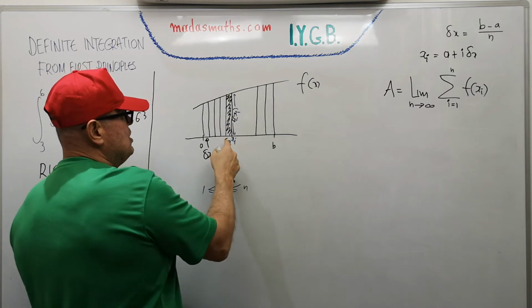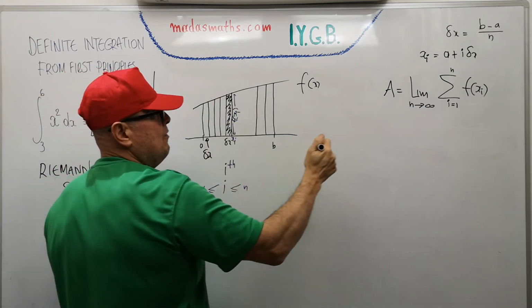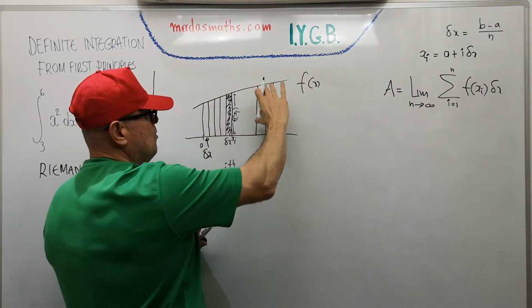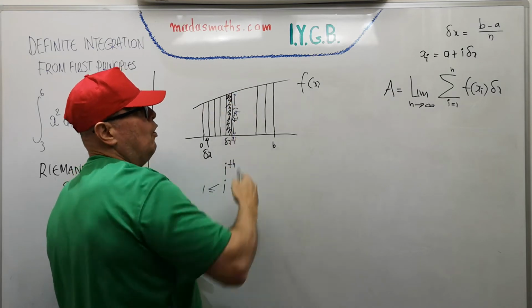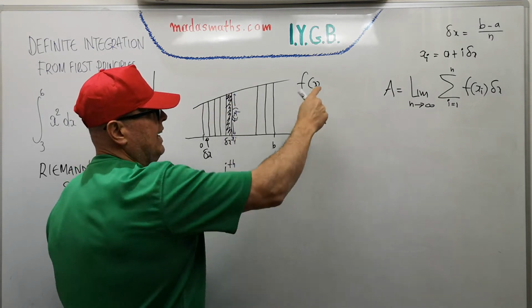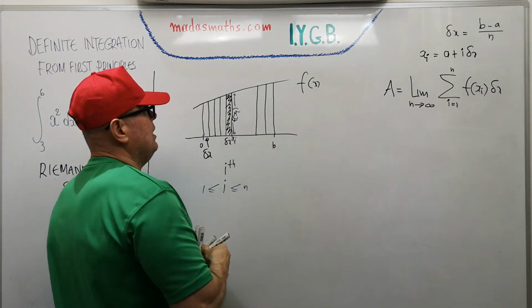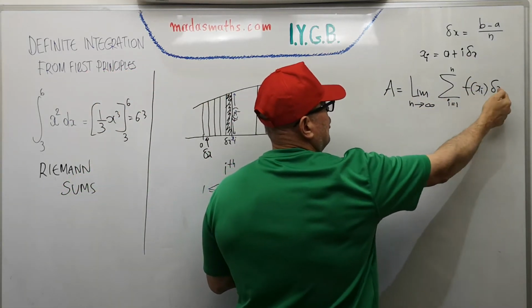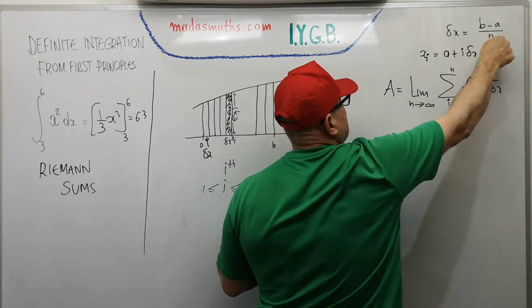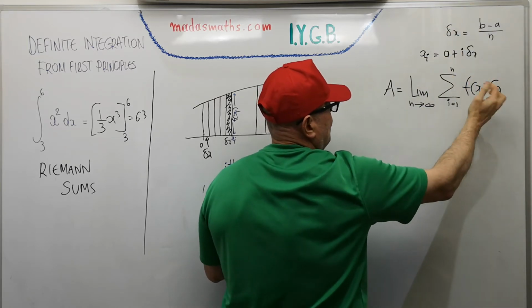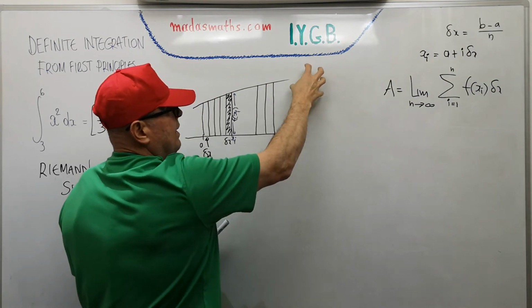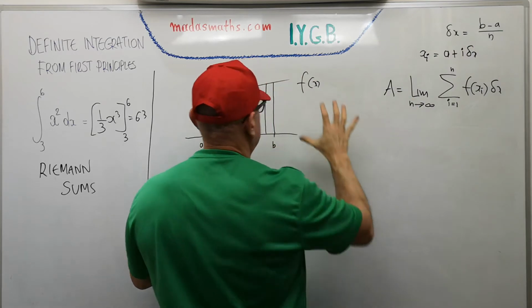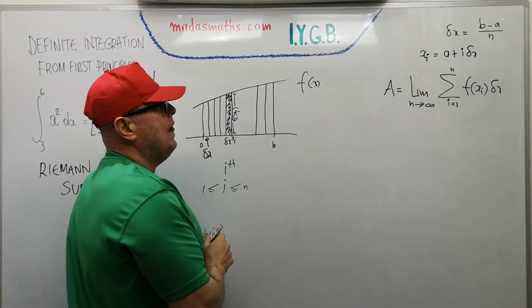So each rectangle measures delta x by f of x_i. We add them all up, and then we let the number of rectangles go to infinity. This definitely should give us the area under this curve. And I have defined each quantity in there: there's my delta x, there's my x_i, and f of x_i I can't really put in there. In this case it will be this quantity squared, but here I don't have the equation of the curve, and therefore I cannot do it.